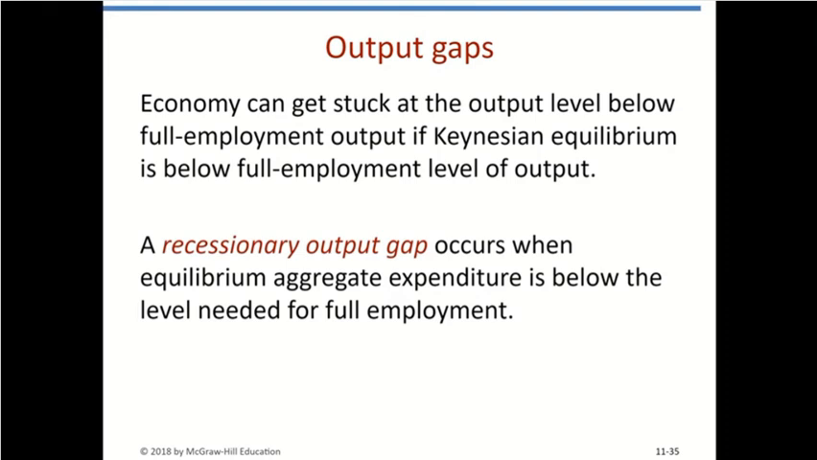Now, there are two different kinds of output gaps. There is a recessionary output gap, and there is an inflationary output gap. We're going to start with the recessionary, though. So a recessionary output gap occurs when equilibrium aggregate expenditure is below the level needed for full employment.